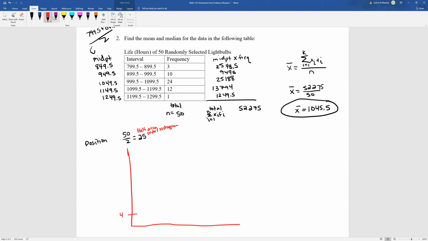So I'm going to count by 4s because I need to get all the way up to 24. So 4, 8, 12, 16, 20, 24. This is going to be my frequencies. Down here, I'm going to do a little break, and I'm going to use the midpoints this time since we have those figured out for ourselves. 849.5, 949.5, 1049.5, 1149.5, 1249.5. Okay.